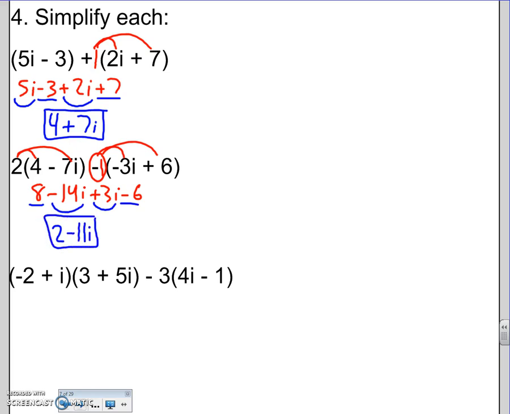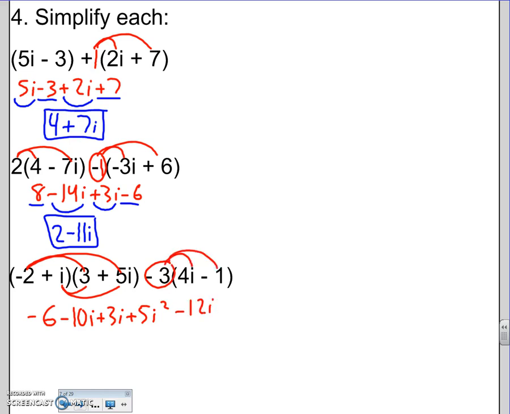And then this last one, the combination of the two. The first part I have to double distribute. So I get -6 minus 10i plus 3i plus 5i squared. Then I have to distribute -3 as well. Gives me -12i plus 3. I'm going to fix the i squared. I'll just keep everything else the same, just to keep it easy.